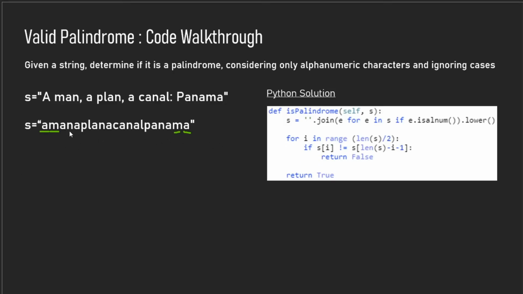Then we continue the loop and keep going until we find that every single element in the string is palindromic. We exit the loop and return true. So this solution has a runtime of O(n) and a space complexity of O(1).